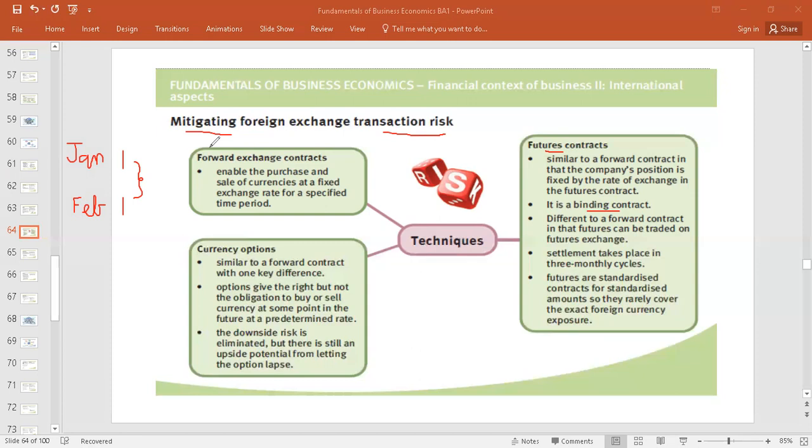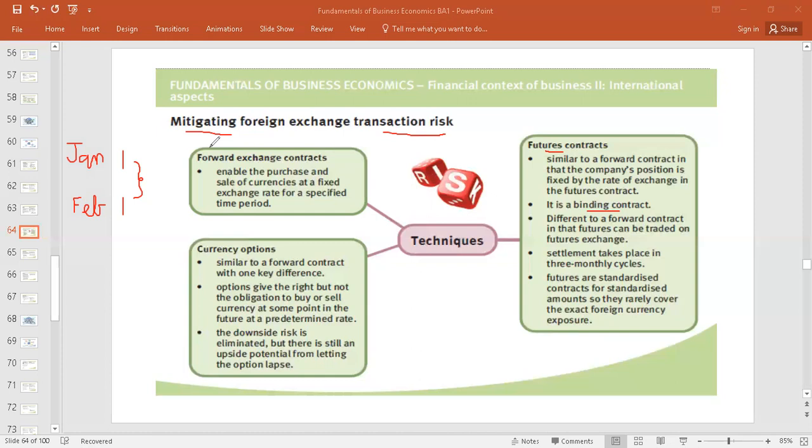So they rarely cover the exact foreign currency exposure. They are all standardized, so they can decide at what rate the contract will be fulfilled, etc. All that would be pre-decided. It is legally binding. It's a binding contract. Then settlements are made in 3 monthly cycles. Then we see that they are traded on exchange markets, etc. So those are the features of futures being more secure. That security part of it is seen in futures, not in forwards.